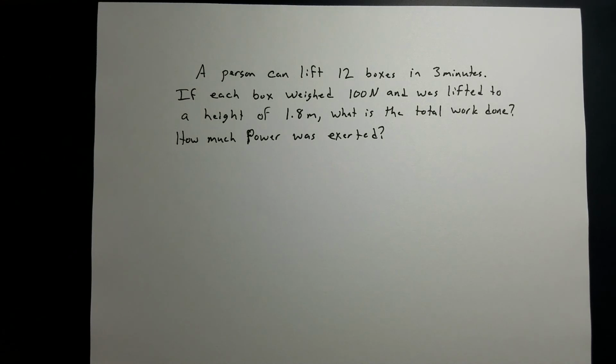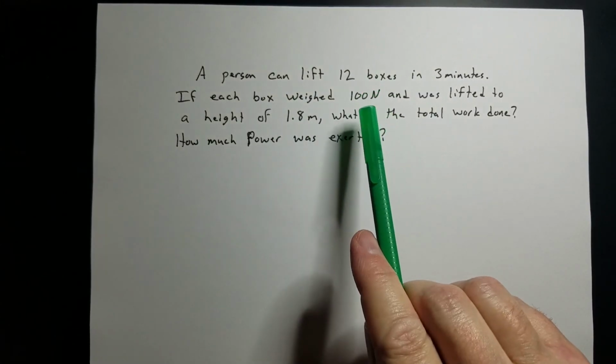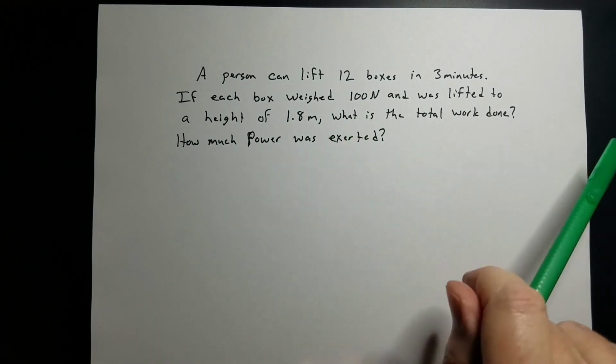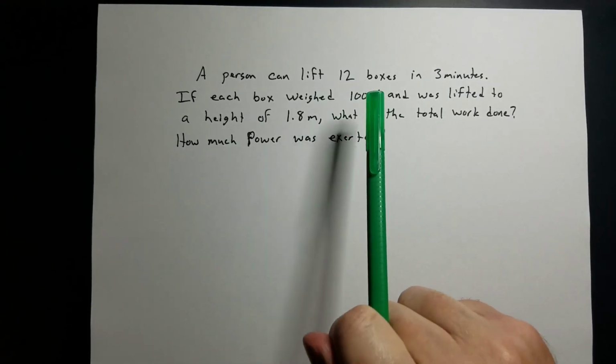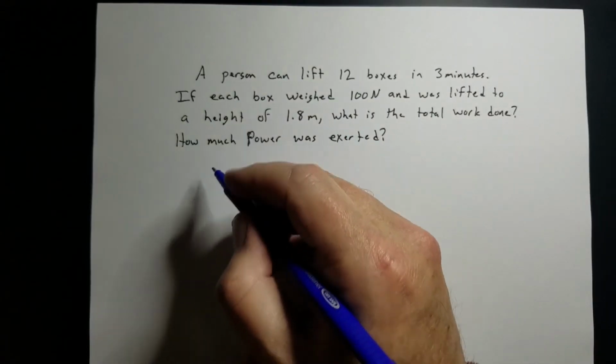So on this one, we've got a person that's lifting 12 boxes in 3 minutes, one box at a time. But it takes them 3 minutes to pick up 12 boxes and put them 1.8 meters above the ground, and each box weighs 100 newtons. Well, unlike the last one where we just were given the mass, this time we are given the weight. So we don't have to figure it out. That part's given to us. So we can start off by figuring out how much work was done lifting just one box.